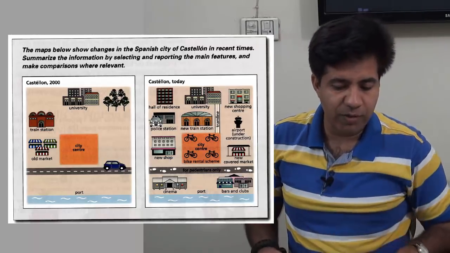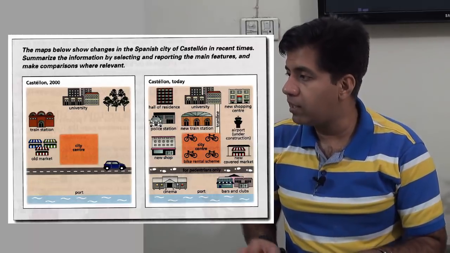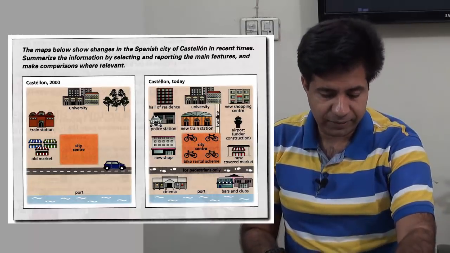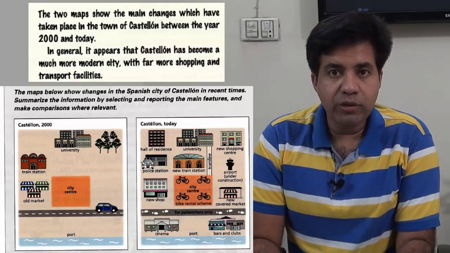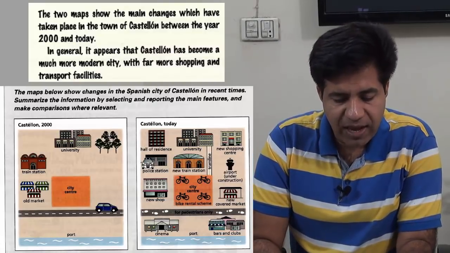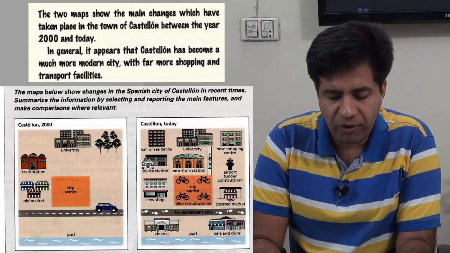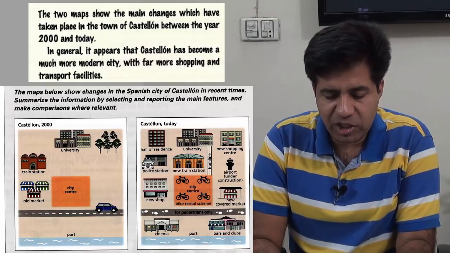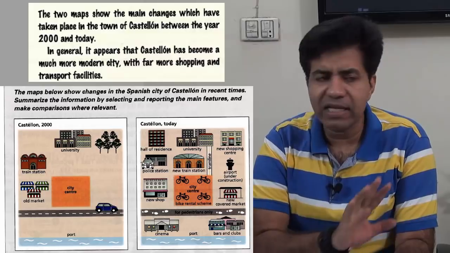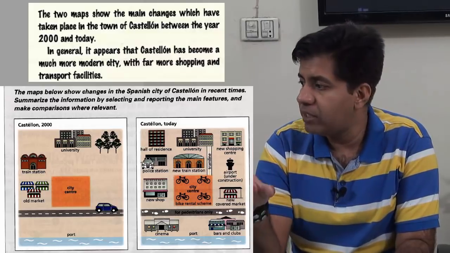So these types of things you will mention. Is this clear? Now we are going to write a complete report on this. So the two maps show the main changes which have taken place in the town of Castellón between the year 2000 and today. Very simple. This is the first paragraph, the introduction.